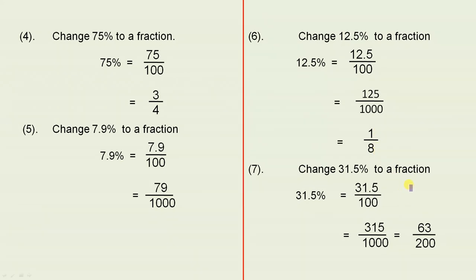And the last one, change 31.5% to a fraction. So 31.5% is 31.5 over 100. Multiply numerator and denominator by 10. That gives you 315 over 1000. And then divide numerator and denominator by 5. And that gives you 63 over 200.